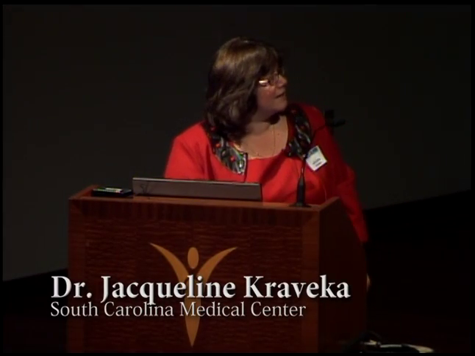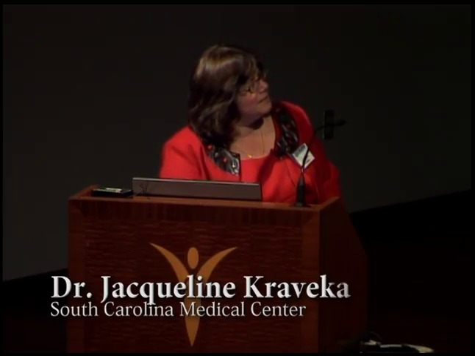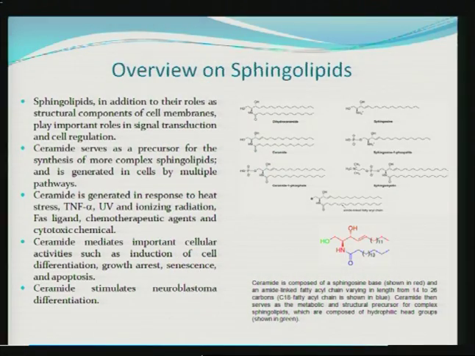So basically, it consists of this sphingoid base that's shown in red, and then a fatty acid acyl chain that varies from 14 to 26 carbons. And then it has a hydrophilic head group for more complex sphingolipids. For example, gangliosides like GD2 have this basic ceramide structure and then a sugar moiety attached to it. And ceramide is generated in response to many factors, including chemotherapy, heat stress, and TNF-alpha.